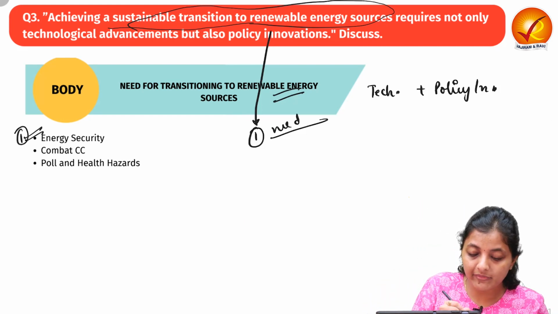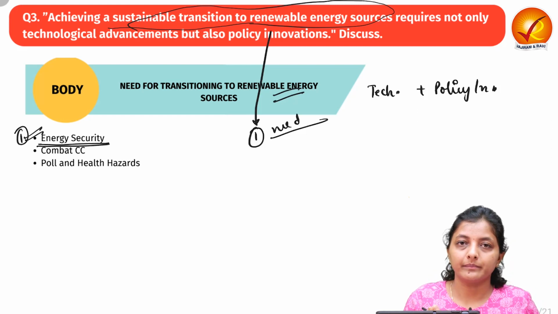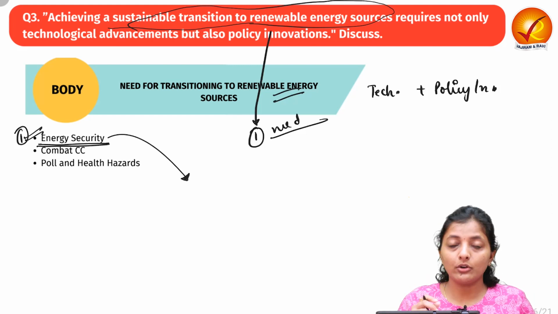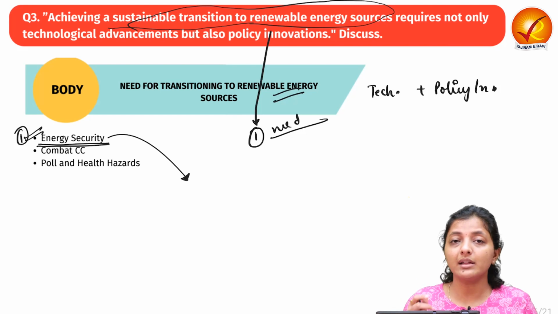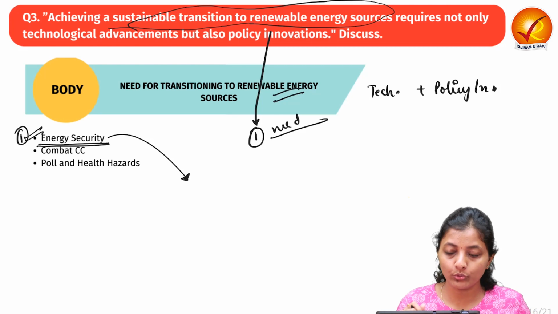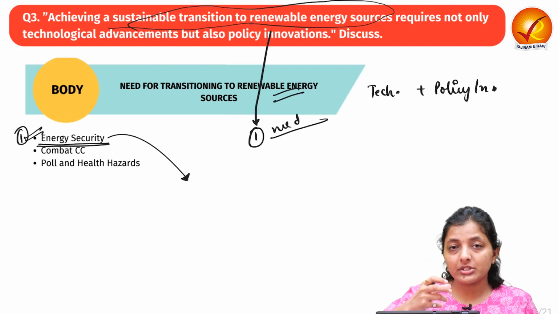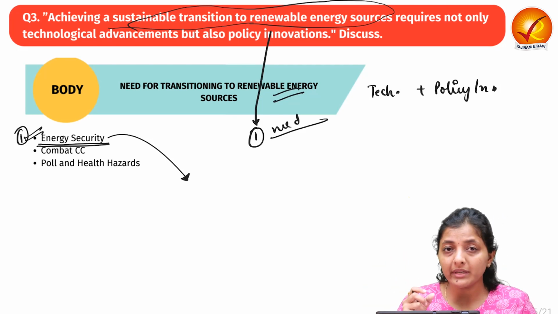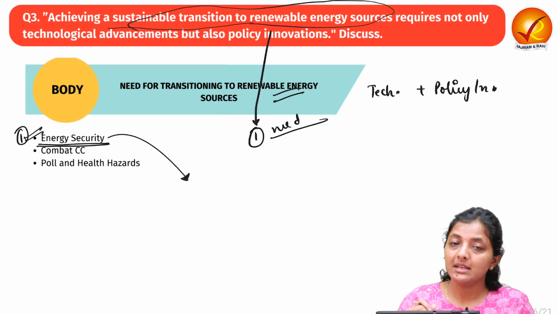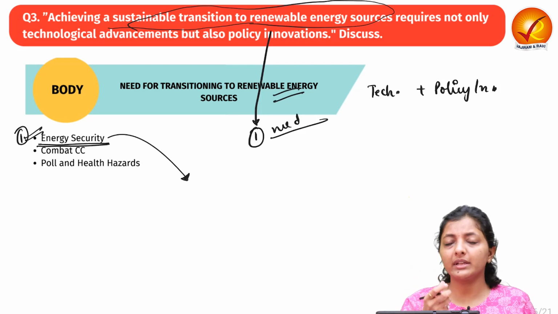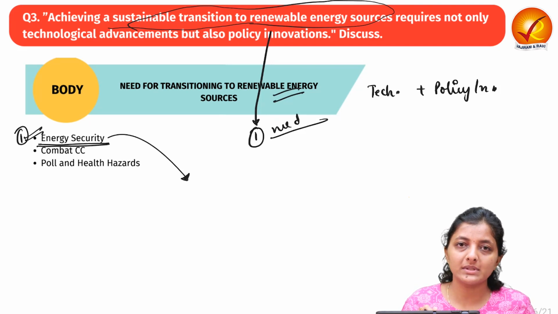The first one is energy security. Why energy security? Because the present demands are mostly fulfilled by imports. We import coal, we import crude oil. So our energy demand fulfillment is dependent on imports. But what if there is a supply side shock, or supply chain disruptions, or due to any geopolitical interventions at the global scale?